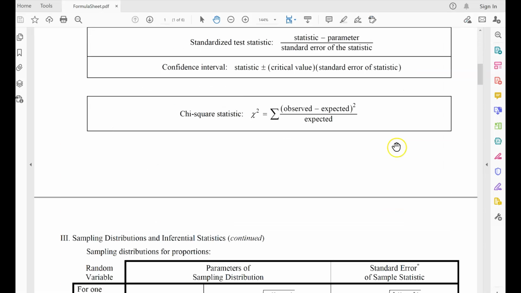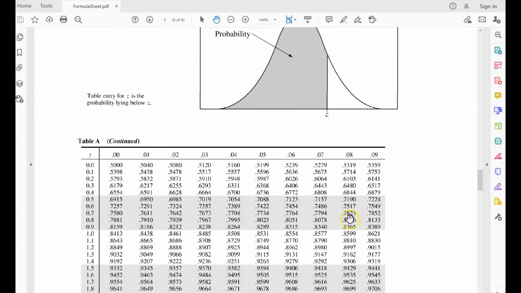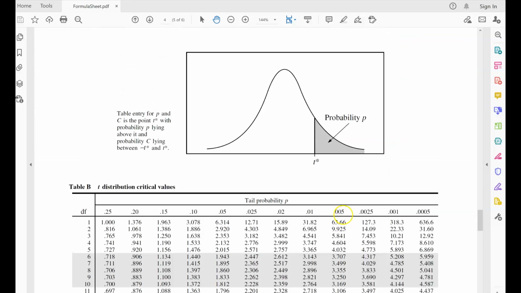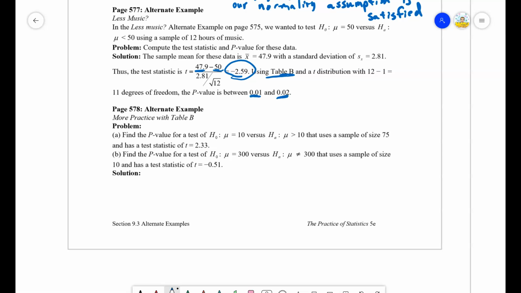Let's look at our t-distribution. If we scroll down to it, remember there's two normal distributions. Then we get to our t-distribution, and in particular, I want to use 11 degrees of freedom. So what happens with 11 degrees of freedom? As I move over to the right, I don't see 2.259. That's the test statistic they got, negative 2.59 rather.